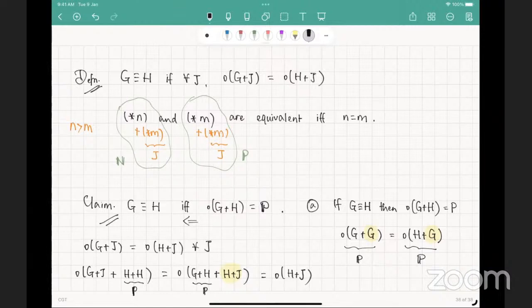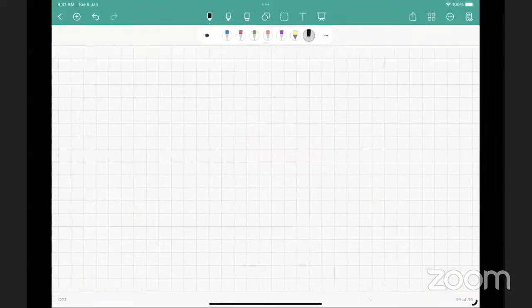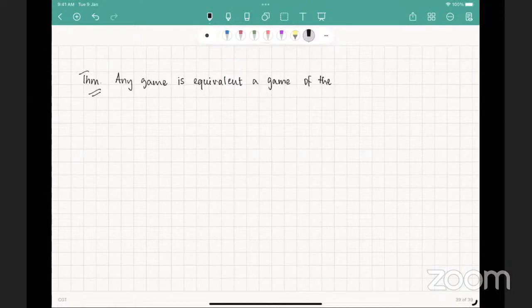So that's the claim I wanted to show ahead of our main idea. Our main result here is that any game is equivalent, by which I just mean it sits in the same equivalence class as a game of the form star n, which is a single nim heap with n sticks on it, right?